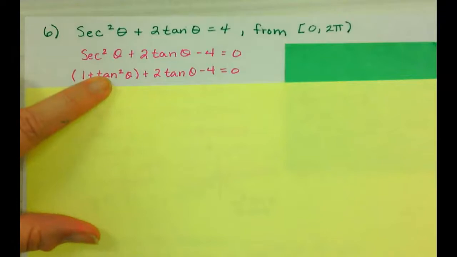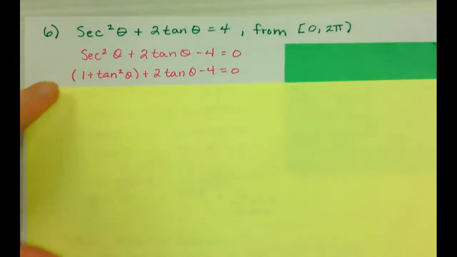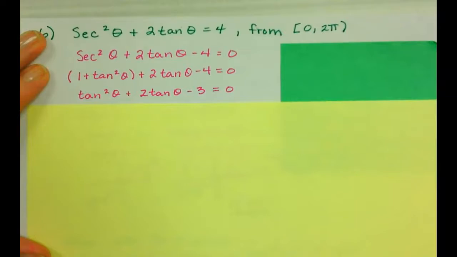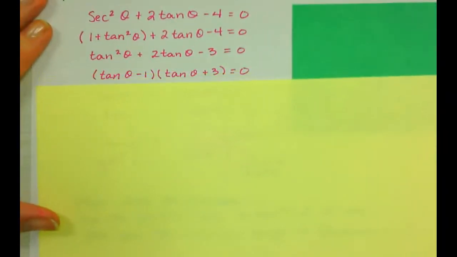So when I do this, now I have it looking more like a quadratic because we have a power of 2, a power of 1, and some constant numbers. So when I clean that up, I get tan squared theta plus 2 tan theta minus 3. So we're looking at the trinomial here that we're trying to factor, and that's going to break down to tan theta minus 1 times tan theta plus 3.